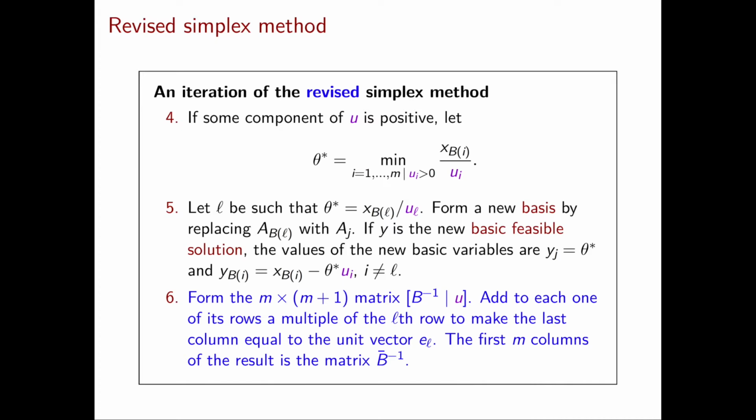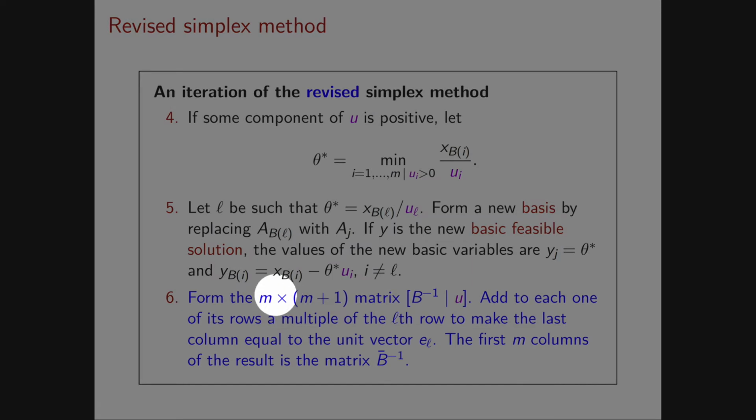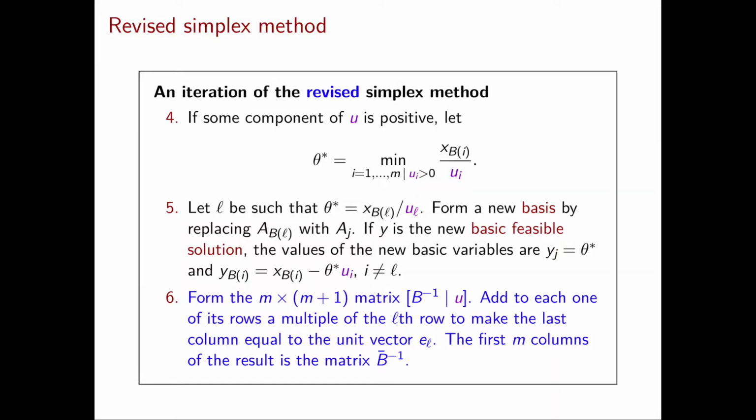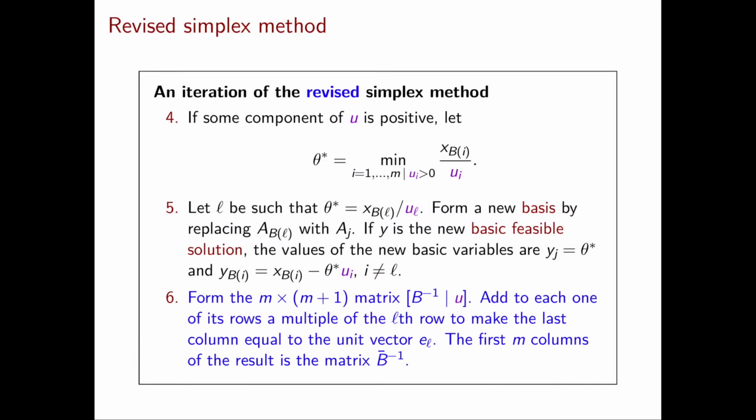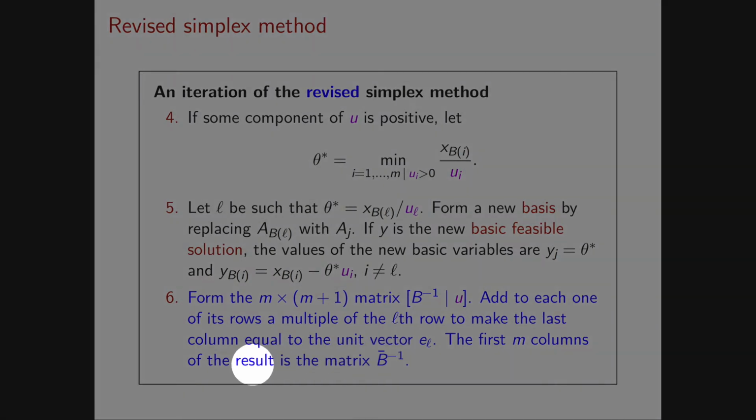We can write in several ways how to obtain B bar inverse. Here I'm going to do it in a little bit different way from what we've seen so far. It will be clear that it's equivalent and it's a little bit more compact to write down. We form the m times m plus 1 matrix obtained from B inverse by appending the vector u. We add to every row of this matrix a multiple of the lth row to make the last column equal to the unit vector EL. Once we have done this, the first m columns of the resulting matrix is exactly B bar inverse.